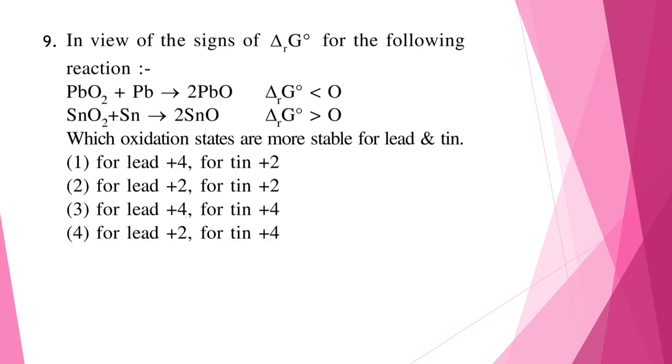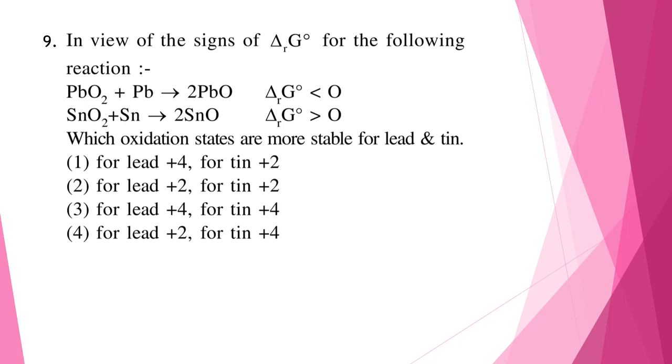Question 9. In view of the signs of delta G naught for the following reaction, PbO2 plus Pb gives 2 PbO and delta G naught is less than 0, and SnO2 plus Sn gives 2 SnO. Here delta G naught is greater than 0. Which oxidation states are more stable for lead and tin?